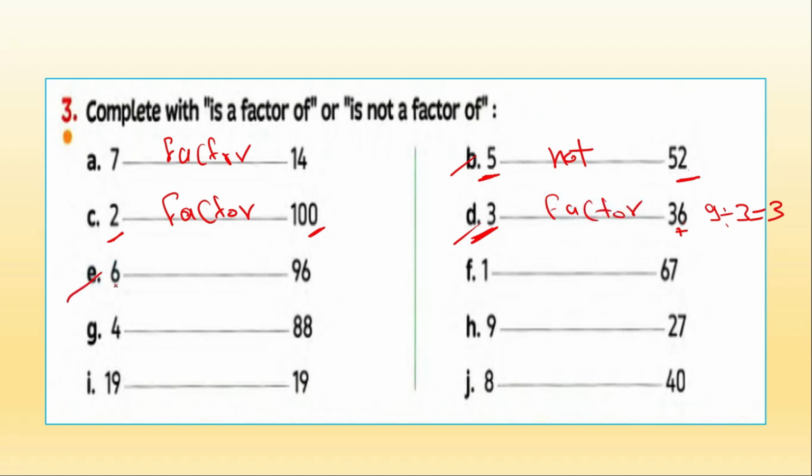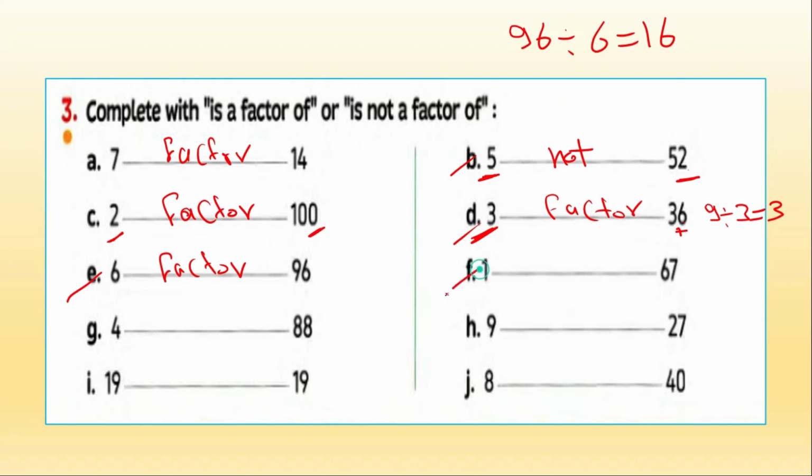E, is 6 a factor of 96? Can you multiply 6 by any number to get 96? Yes, 6 times 16 equals 96. So 6 is a factor of 96. How do you find this number? 6 times 16 equals 96. How do you find it? By dividing. Divide 96 by 6 to find 16. Got it?